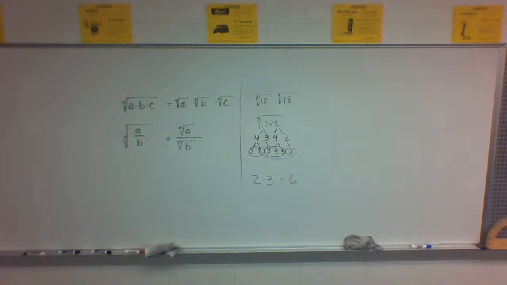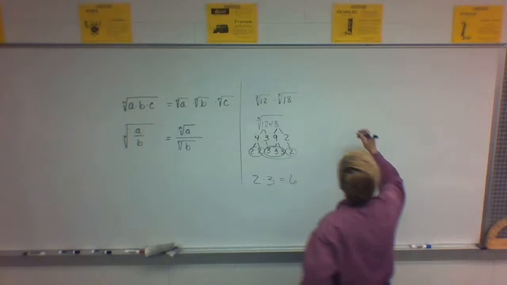Okay. The next one is a division one. We're going to try that division property. We've got the 4th root of 80 over the 4th root of 5.